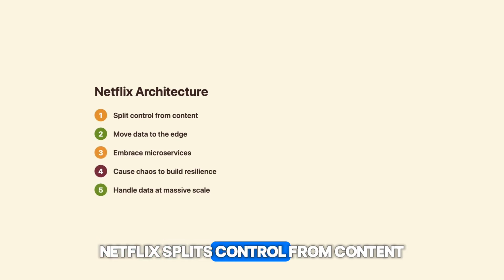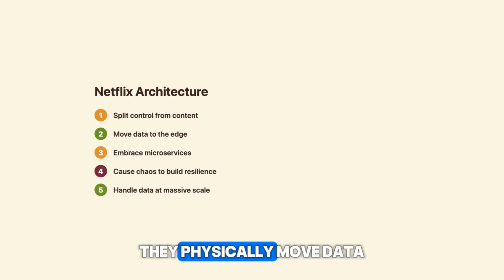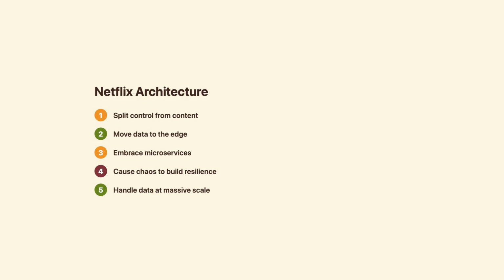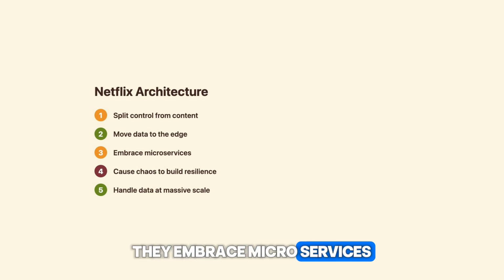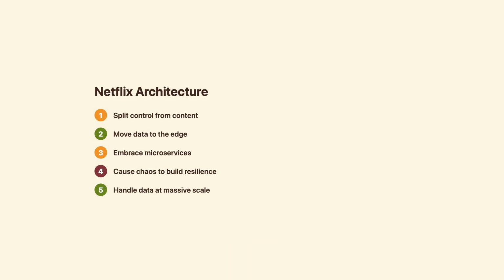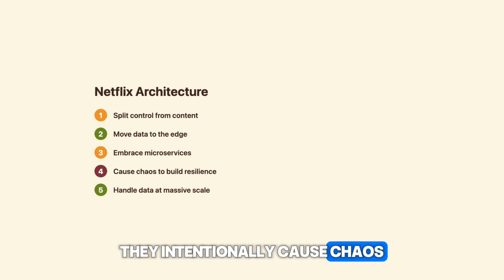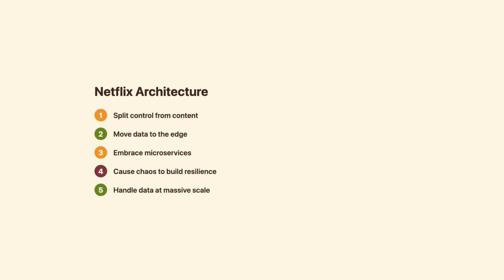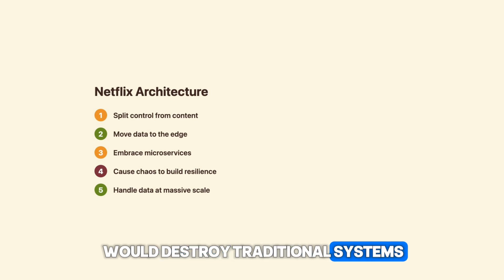Netflix splits control from content. They physically move data to the edge. They embrace microservices, knowing things will break. They intentionally cause chaos to build resilience. And they handle data at a scale that would destroy traditional systems.